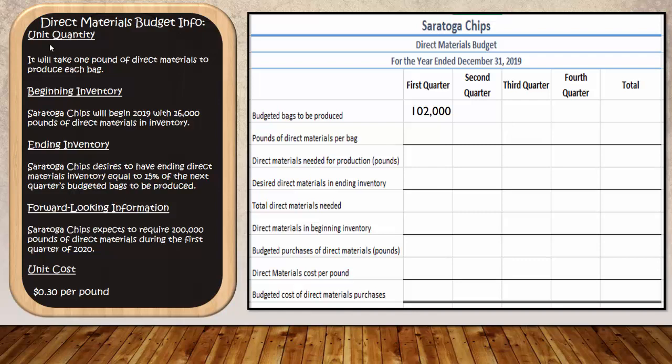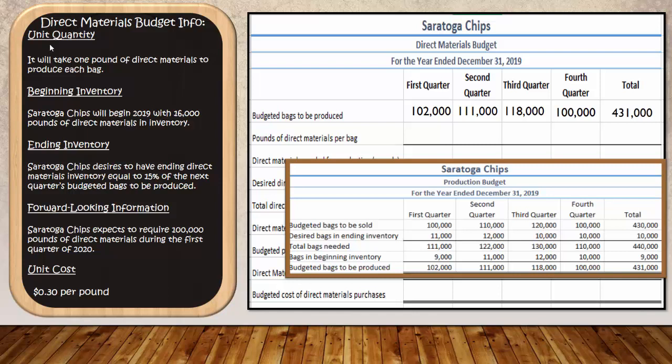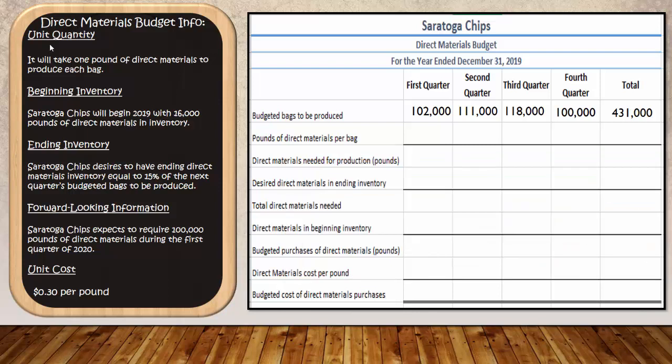Where did that information come from? It comes from the production budget. When we bring up our production budget, we see on the bottom line that we just finished that our budgeted bags to be produced in the first quarter was 102,000. Right there. We're going to copy over this number for each successive quarter. So during the second quarter, we need to have 111,000 bags of chips. During the third quarter, we need to have 118,000 bags to be produced. And during the fourth quarter, we're going to produce 100,000 bags of chips for a total of 431,000 bags to be produced during the entirety of the year.